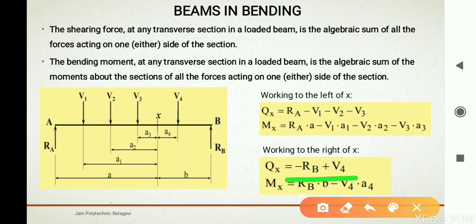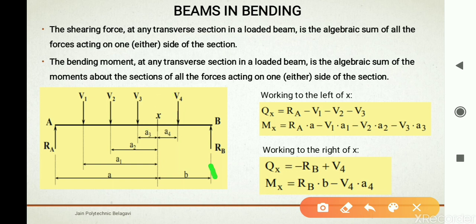So shear force is only the algebraic sum of all the forces acting in upward or downward direction. Now coming to moment at X, but we are working to the right of X, okay, to the right of X.